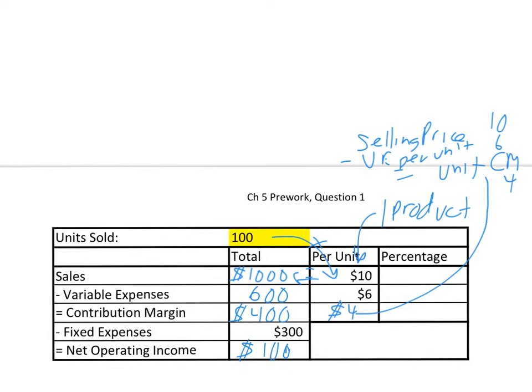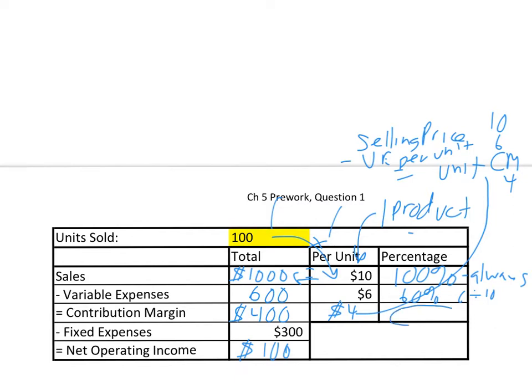One other piece that I want you to look at is the percentage column. I always want you to be able to think percentages. Whenever you build these statements, I want you to do the three columns: total, per unit, and percentage. Sales will always be 100%. Always. And then variable expenses, all I'm going to do is take my variable expense per unit divided by my selling price per unit. I'm going to arrive at 60%. So it's 6 divided by 10. Or you can do 600 divided by 1,000 and you will always get the same answer. So either variable expenses in total divided by total sales, or variable expense per unit divided by selling price per unit.